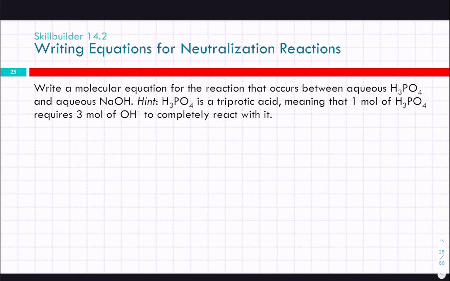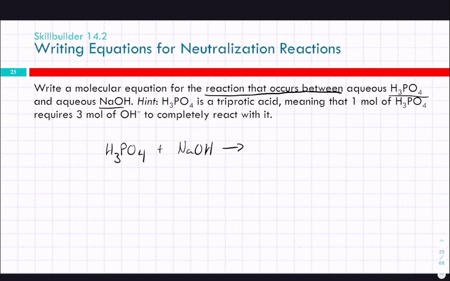Okay, writing out equations for neutralization reactions is fairly easy, as long as you follow the rules, which may or may not be easy. So write a molecular equation for the reaction that occurs between phosphoric acid and aqueous sodium hydroxide. In these problems where you're asked to write out a reaction, they have to give you at least the two starting species in the word problem itself, right? So this is a reaction that occurs between H3PO4 and sodium hydroxide. Phosphoric acid, sodium hydroxide. So our reactants are going to be H3PO4 plus sodium hydroxide. And we're given this hint here also that H3PO4 for phosphoric acid is a triprotic acid.